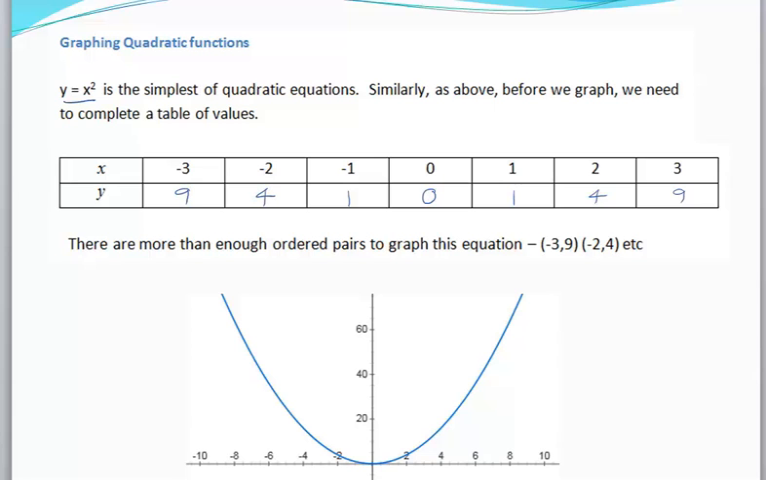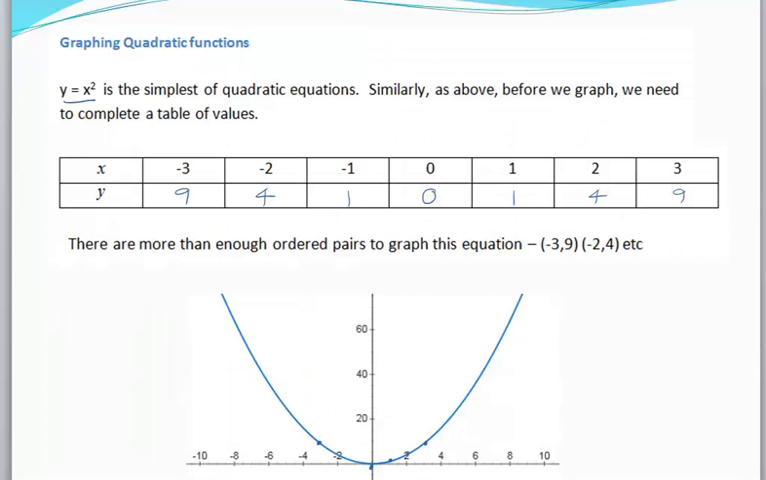If we plot these points, here 0 and 0, here 1 and 1, we can see negative 1 and 1, 2 and 4, negative 2 and 4, 3 and 9, negative 3 and 9 here. So this becomes our curve, and we have more than enough points to graph this curve, and we can continue it on here.